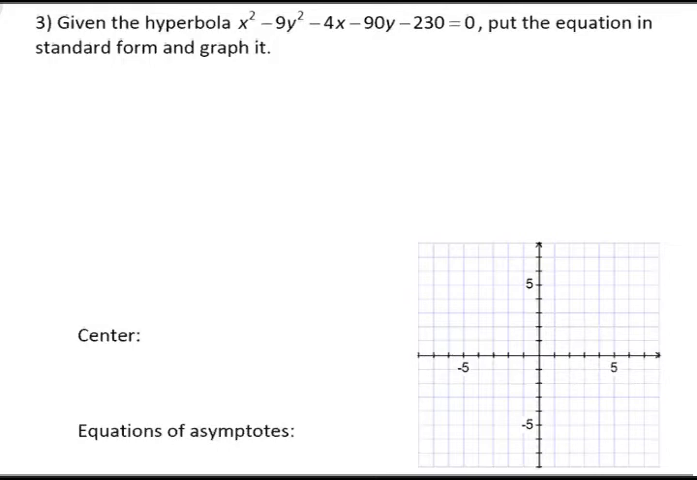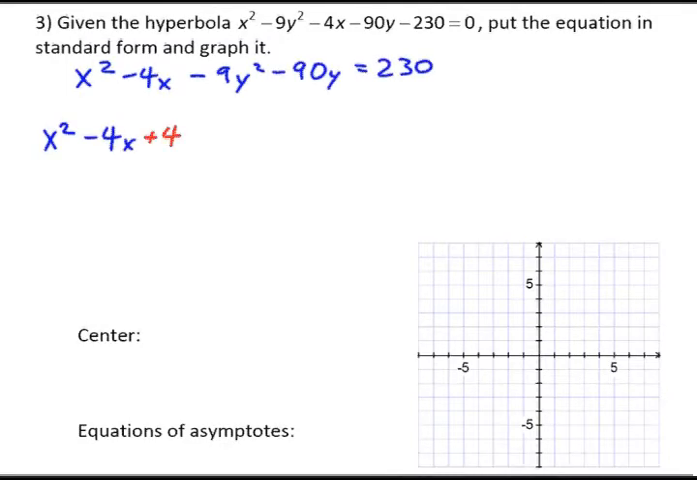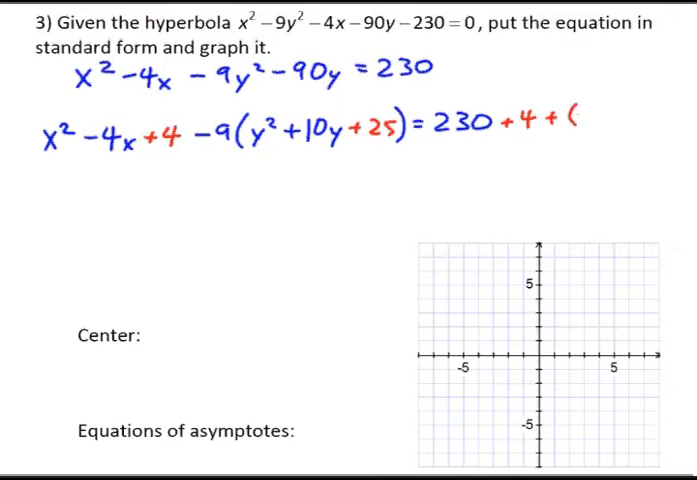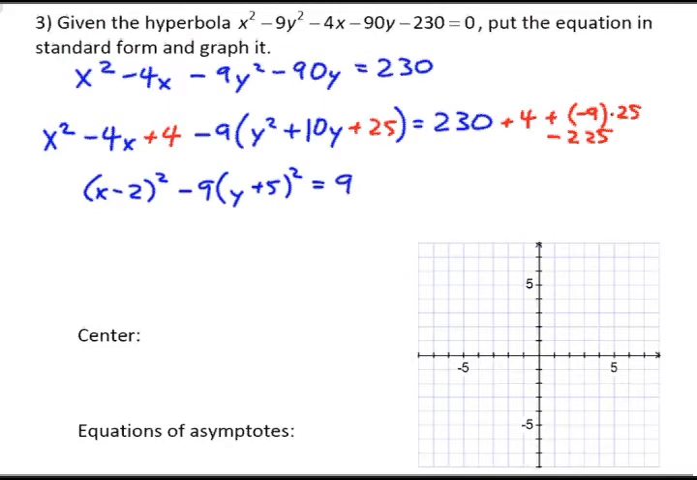Here's an example of putting a hyperbola in standard form by completing the square. Watch out here. We're factoring out a -9. Again, be careful that -9 is multiplied by 25. Now we can divide through by 9 and get standard form. From this, we can get our center and our x and y radii.